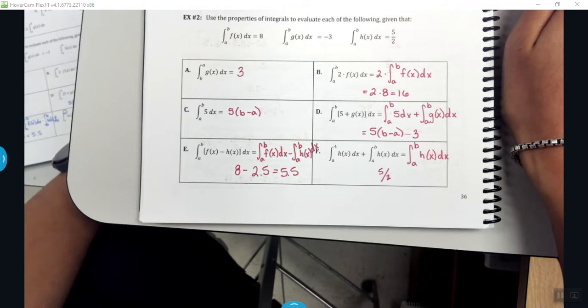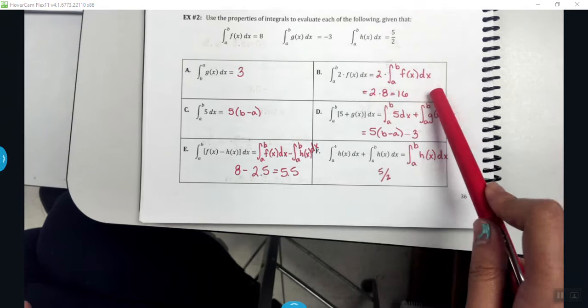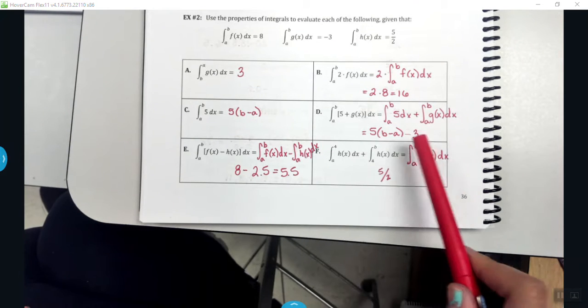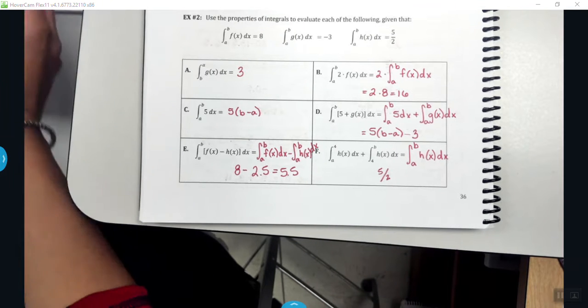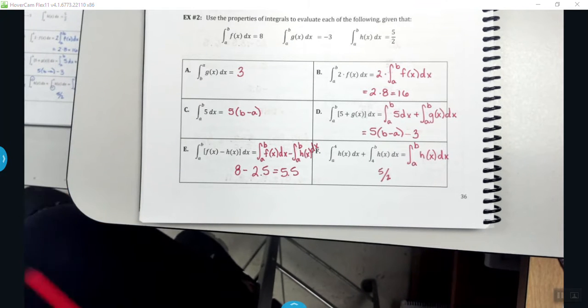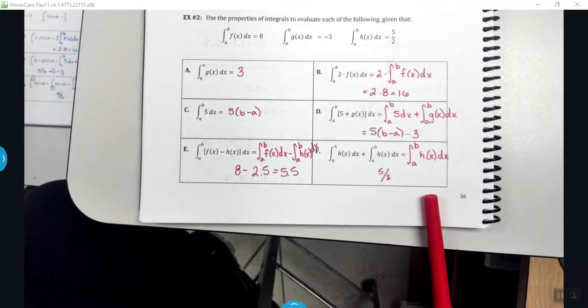Check your numbers. Did you get the same things? Do you guys have any questions on any of them? 3, 16, 5 times b minus a, 5 times b minus a minus 3, and 8 minus 2.5 is 5.5, and then 5 halves. No questions?